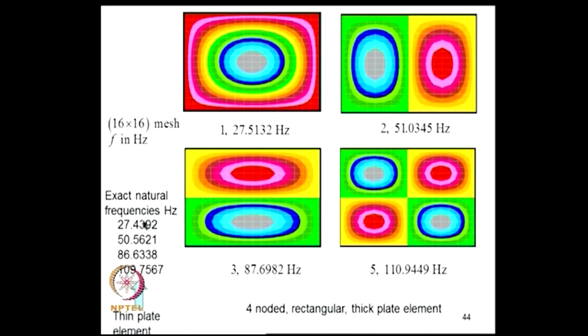These are the exact natural frequencies, 27.4392, and what we have got through finite element analysis is shown in the caption here. So, 27.5132 needs to be compared with 27.4392, and so on, 51 with 50, 87 with 86, and so on. So, as we see, as we refine the mesh, we are approaching the exact solutions.